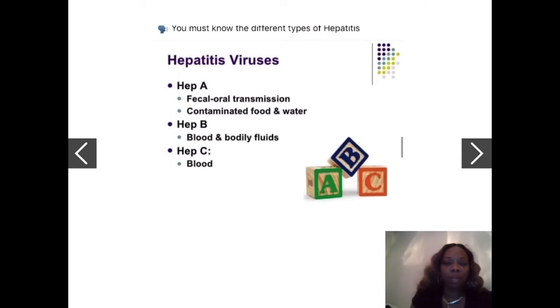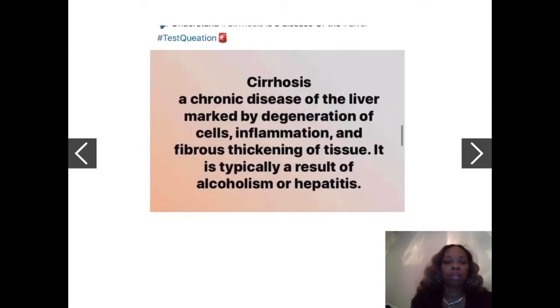hepatitis virus. Hepatitis A, fecal oral transmission, usually by contaminated food and water. Hepatitis B, blood and body fluids, the same with hepatitis C. Cirrhosis is a chronic disease of the liver marked by degeneration of cells, inflammation, and fibrous thickening of tissue. It is typically a result of alcoholism or hepatitis.